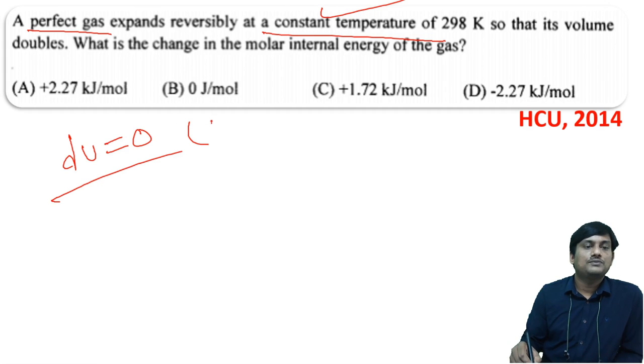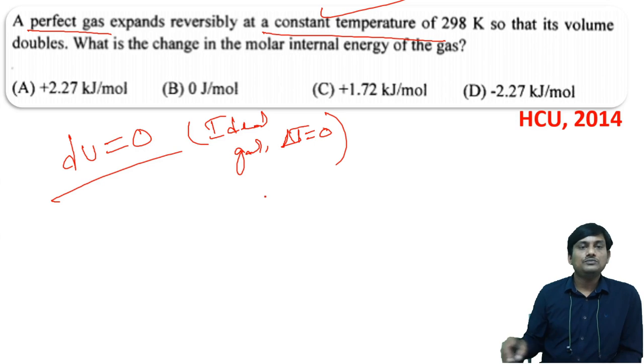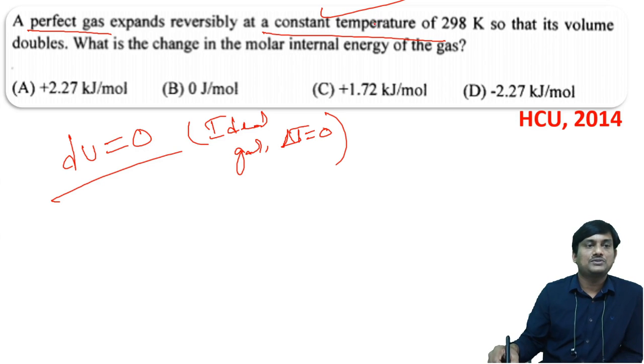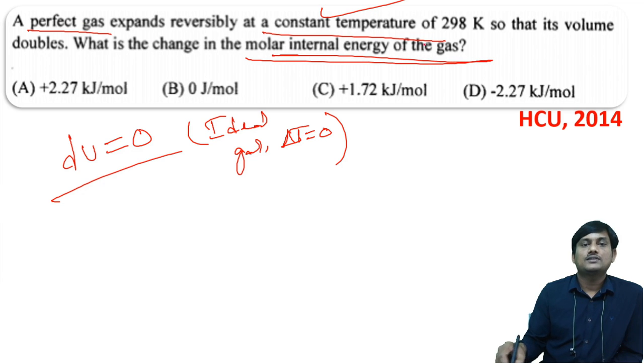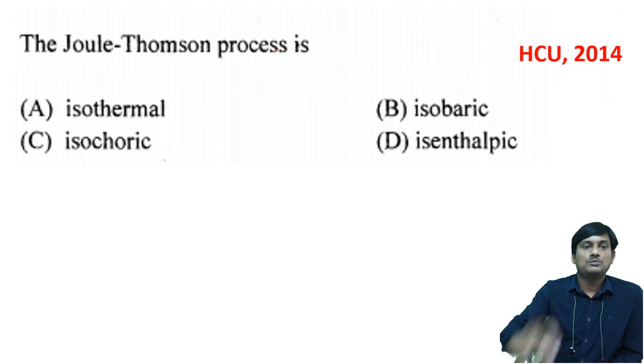Okay, this one is for an ideal gas, and delta T is equal to 0. So this is the hint: at constant temperature and perfect gas. What is the change in molar internal energy of the gas? This one is 0 joule per mole.